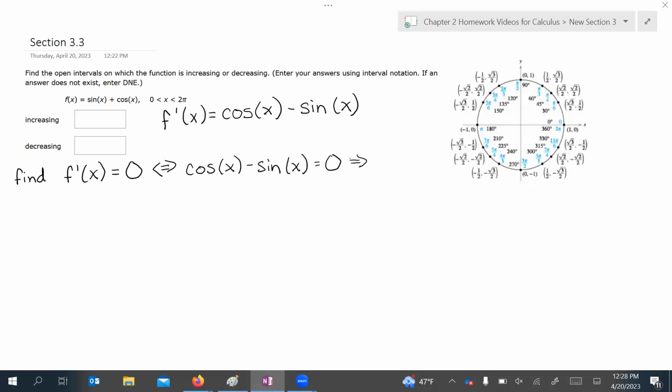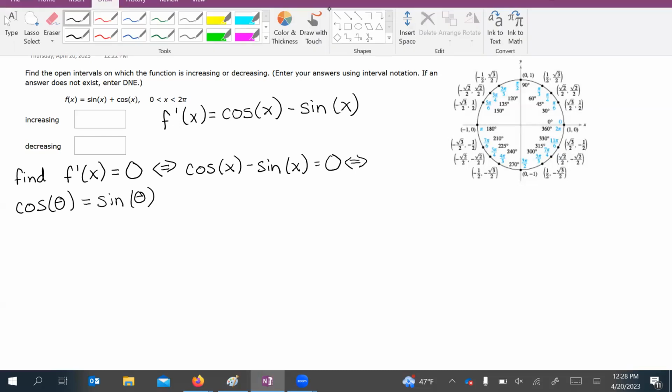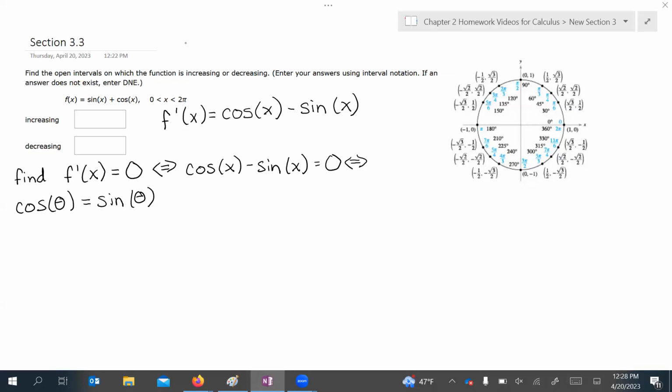And that's going to happen if and only if, adding sine x to both sides, we get that cosine of x is equal to positive sine x. Okay. So now we're looking at where does cosine of x equal sine of x? For referring to the unit circle, it might help to think of that as theta, but we're really looking at for what values, what input into the cosine and sine function do we have the same output? So in other words, where is sine and cosine the same? So on my unit circle, that's going to be right at the line y equals x.